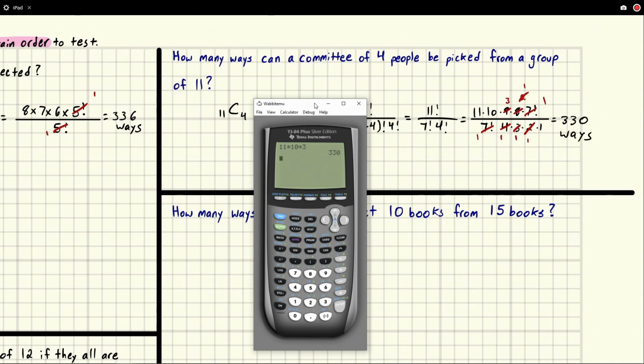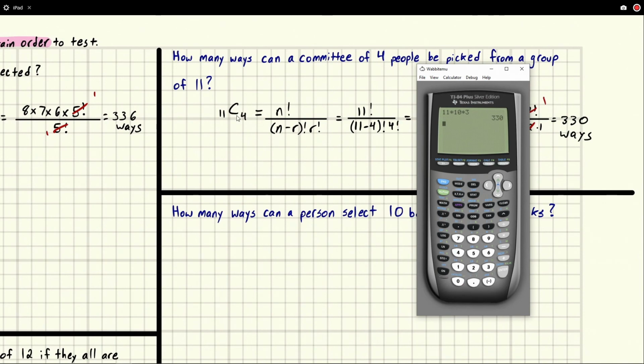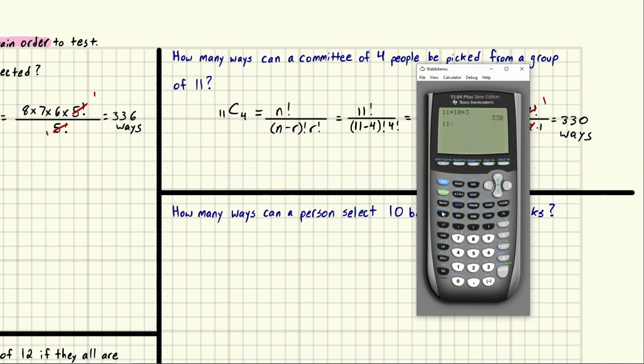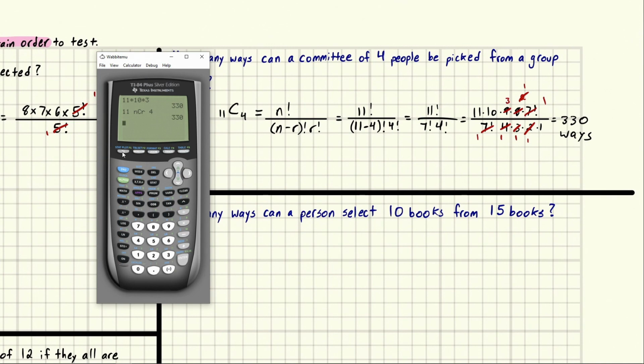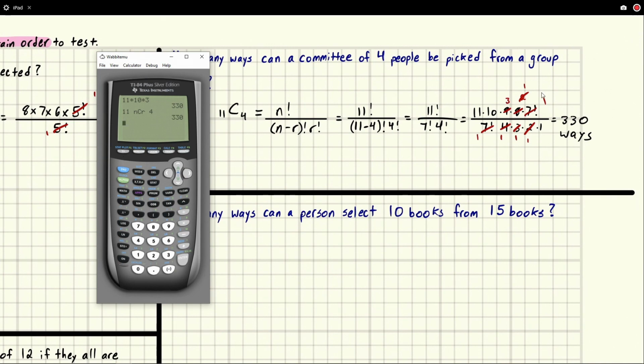Or we could just type in 11 combination 4 in the calculator. So we type 11, math, probability, the number 3 in this case, and then we're going to choose 4. And we get the exact same thing. So whether or not you are required to do it by hand, you can always use the calculator to double check it. This is just a great way to verify that this was done correctly.